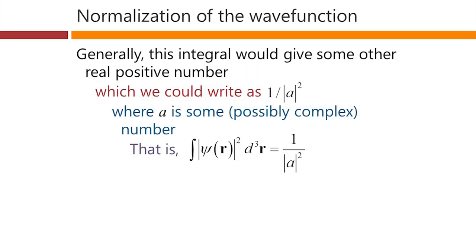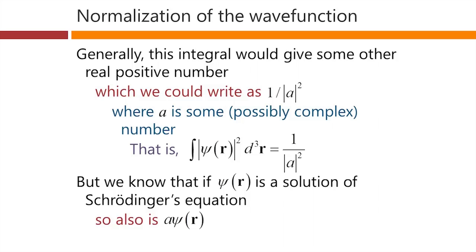That is, what we're saying is, let's suppose we've done a solution here, and we've got some solution to our Schrödinger equation, psi of r. We take the modulus of that squared, we integrate it over all space, and we get some number, and it's going to be a positive real number because all of these are positive numbers, and also real numbers because this is a modulus squared. And we're just going to call that positive real number 1 over the modulus of a all squared.